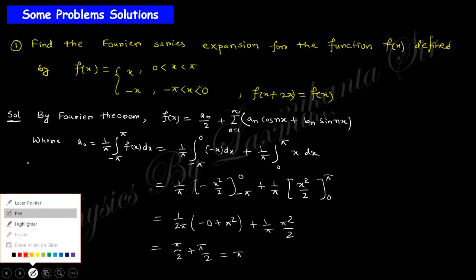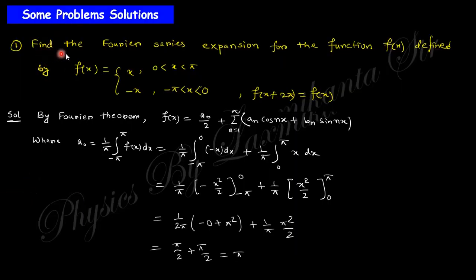So let's start. The first question was to find the Fourier series expansion for this function f of x, defined like that. You all know the method of the Fourier series. This Fourier series can be taken as f of x equals a0 by 2 plus the sum from n equals 1 to infinity of a n cos n x plus b n sin n x. Since the limit is minus pi to plus pi, we take the Fourier series in this form, where a0 equals 1 by pi times the integral from minus pi to plus pi of f of x. You know 0 to pi is one limit and minus pi to 0 is another limit. Putting these two limits in, you get pi.